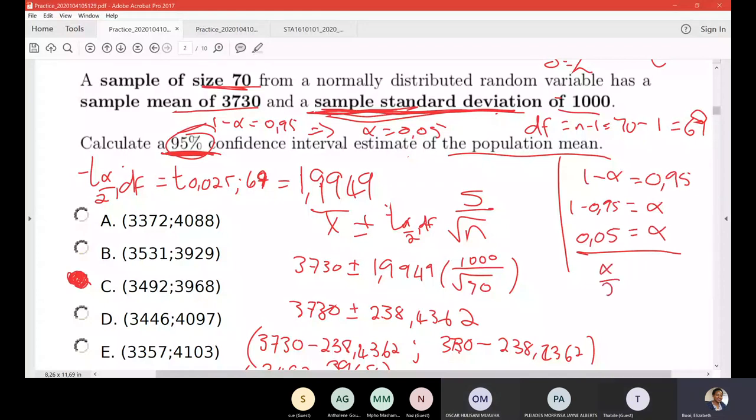To get the critical value of 0.025, we say alpha divided by 2, which is 0.05 divided by 2, which gives us 0.025, which is the answer we got there. I applied a shortcut because I assume that you know this from the tutorial we did.